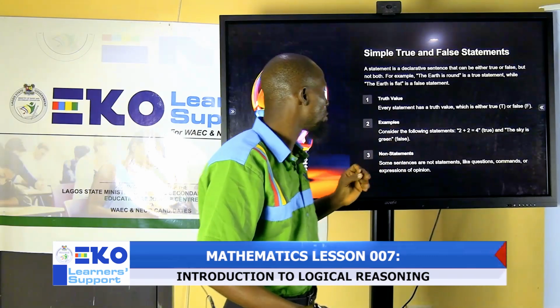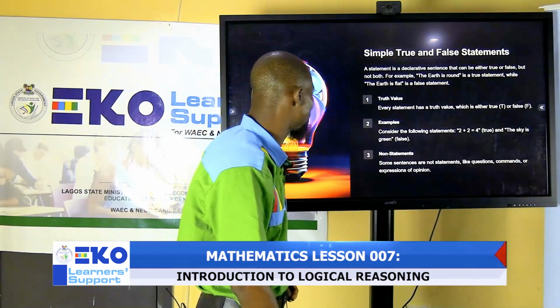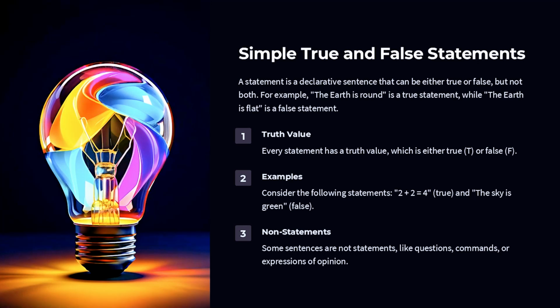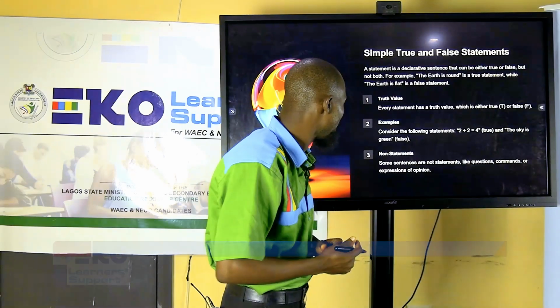And when we have true, we use T for it. When we have false, we use F for it. So we have an example. Consider the following statements. 2 plus 2. What is 2 plus 2? Is it 4? Yes, it is 4. So we put true there, T. The sky is green. Is that true? No. That's false. So that is F.